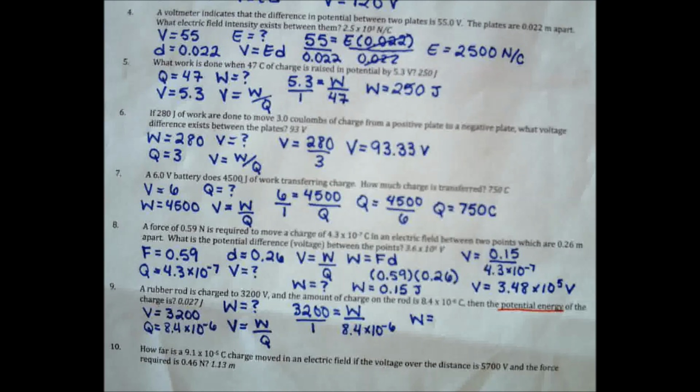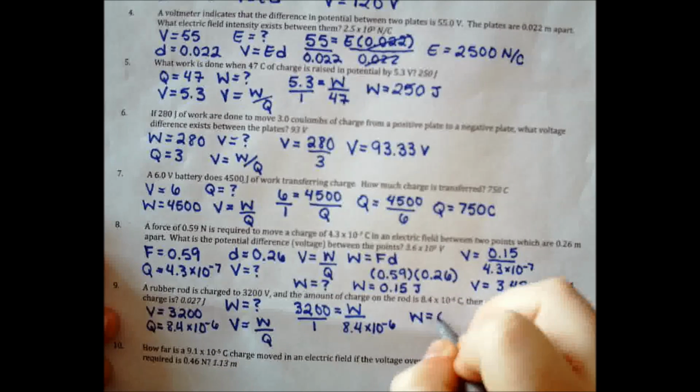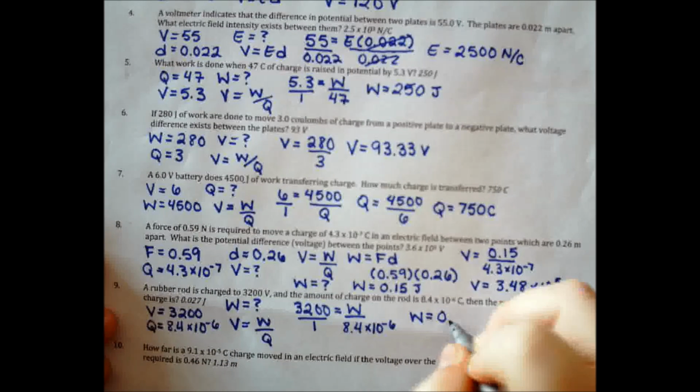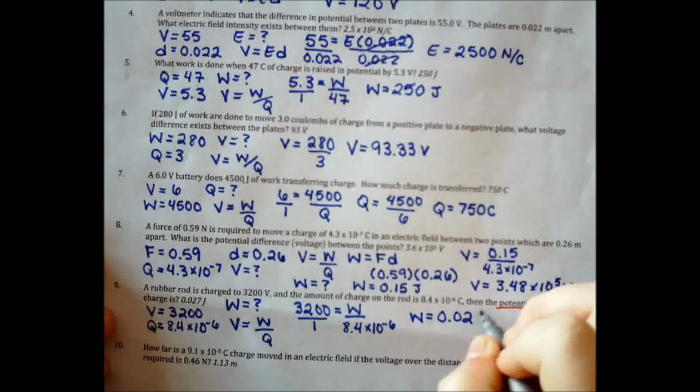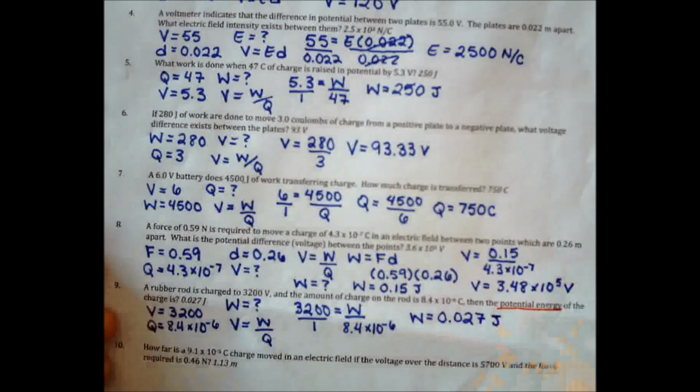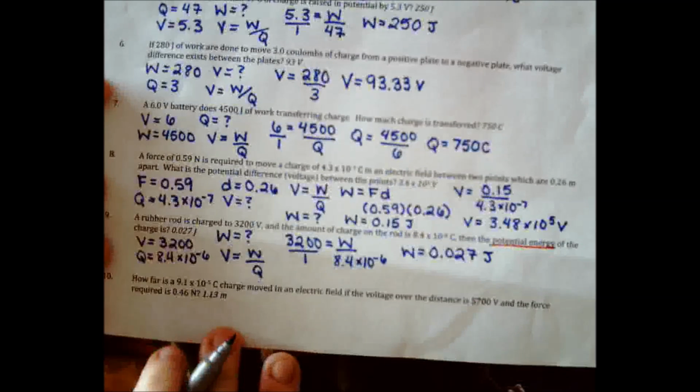This should be a pretty small number because while this is relatively large, this seems real small, and we are multiplying. And I am getting that the work done is 0.027 joules, which is about what I expected, so good. One more.